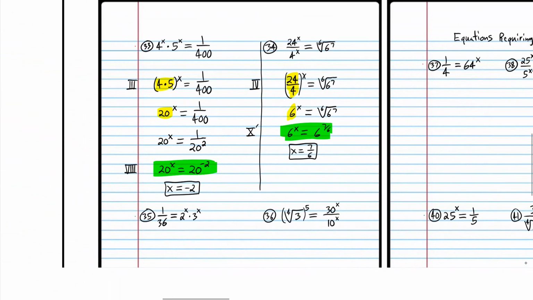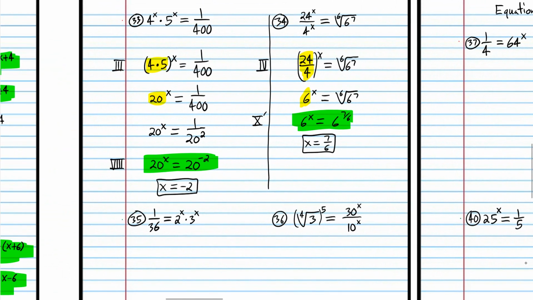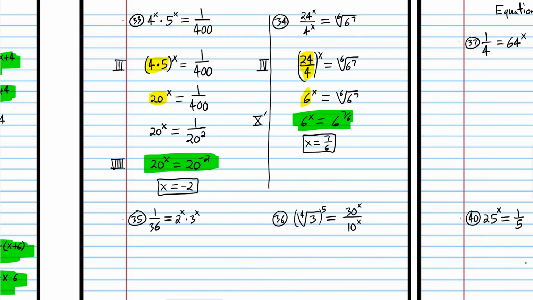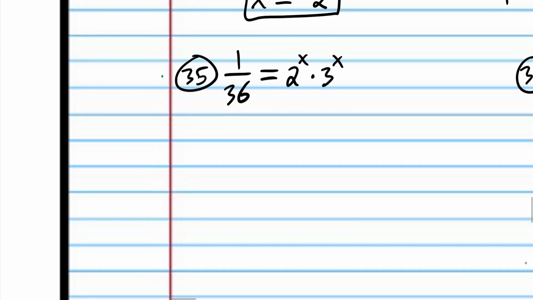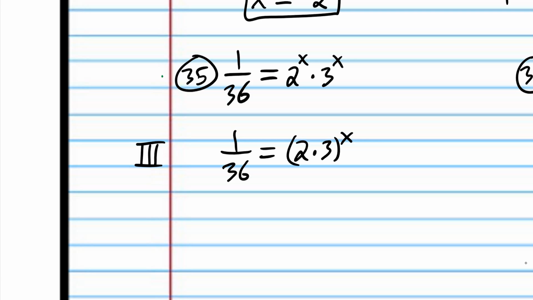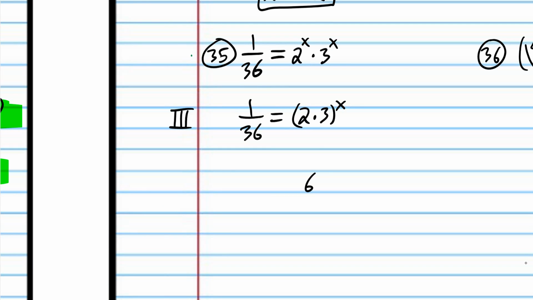Okay, so I want you to try number 35, use number 33 to help you, and when you come back, we'll do it together. Alright, we're back. So I'm going to use rule number 3, just like we did in the problem above. And then we get 6 to the x power.